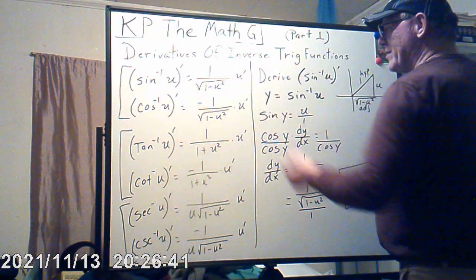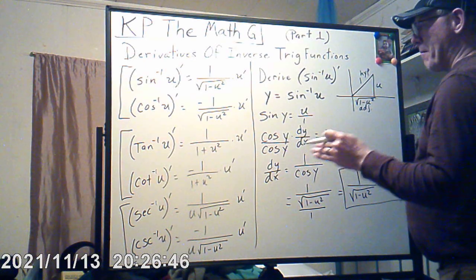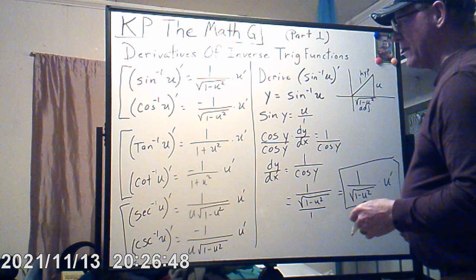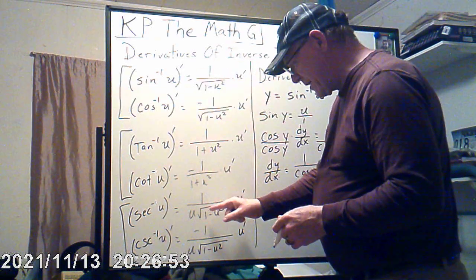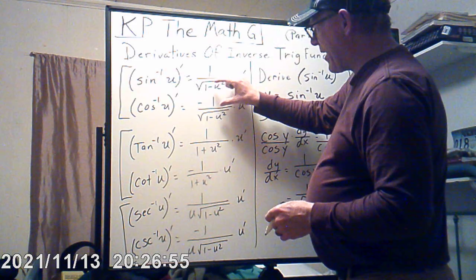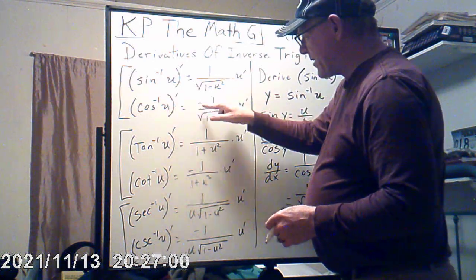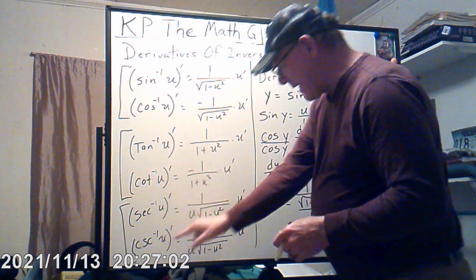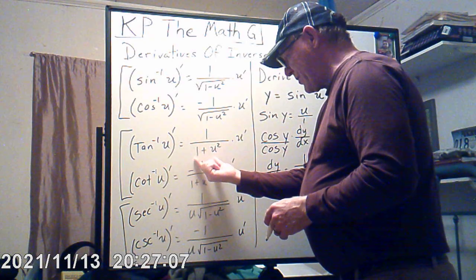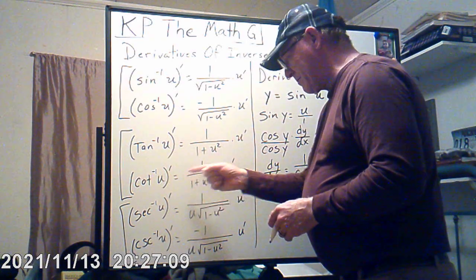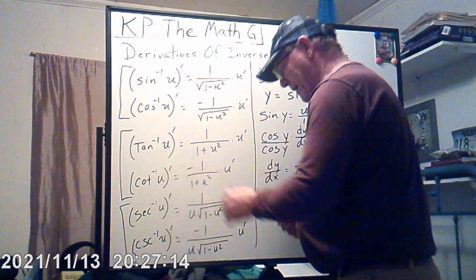I just derived that derivative. It would not hurt to memorize these. If you notice that the square root is used on sine, cosine, secant, and cosecant, but on sine and cosine it's 1 minus u squared. Notice cosine is negative. Everything with a c is negative. Okay. Tangent is 1 plus u squared. So is cotangent, but remember cotangent is negative here, so the negative is right here.